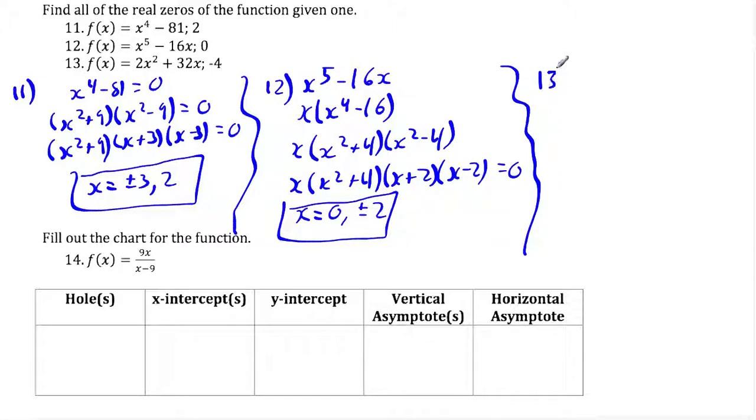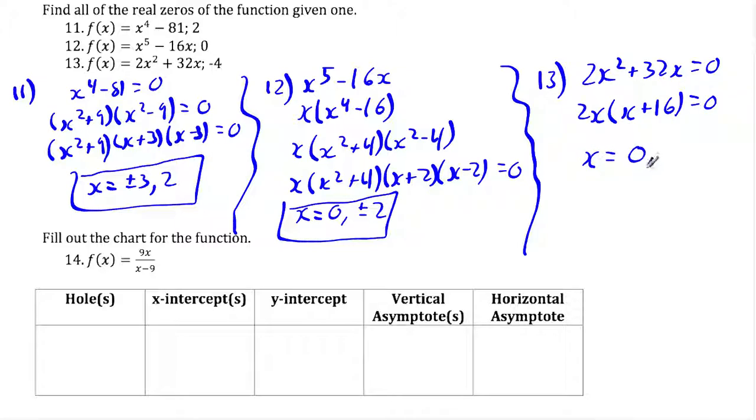And finally for 13, if we set that equal to 0, so 2x squared plus 32x is equal to 0, we get 2x times x plus 16 is equal to 0, so we get x is equal to 0, negative 16, and negative 4. Where does that negative 4 come from? Well, that comes from what was given.